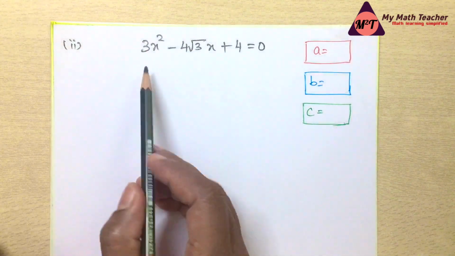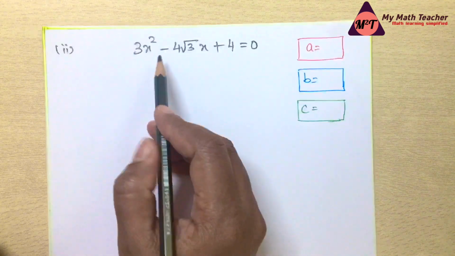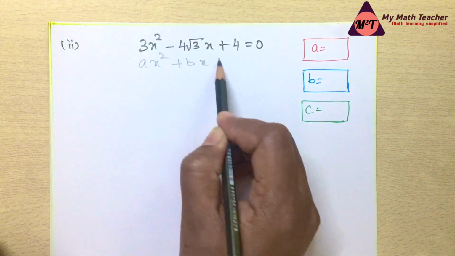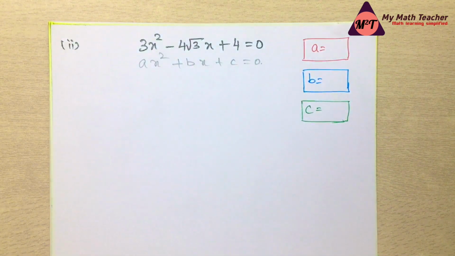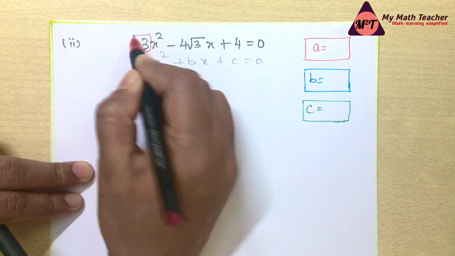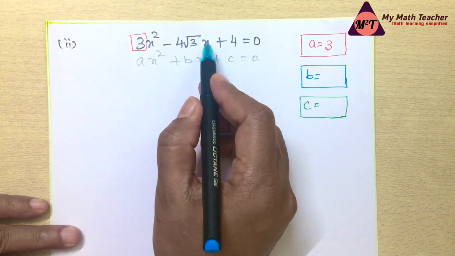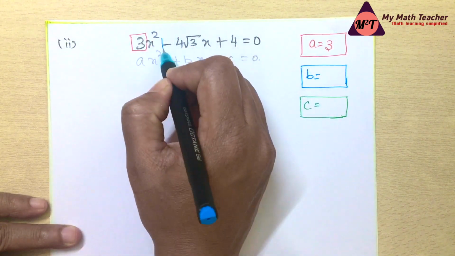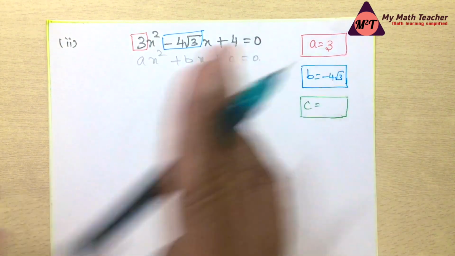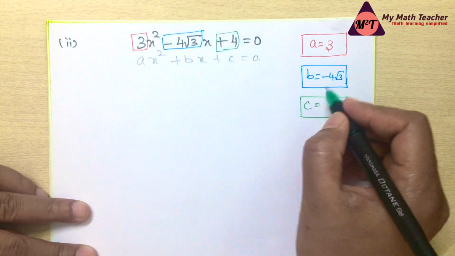Second subdivision, 3x square minus 4 root 3x plus 4 is equal to 0. Let us compare this with the general form, ax square plus bx plus c is equal to 0. Now we know that a is the coefficient of x square. In this case it is 3. The next one is b, the coefficient of x, which is minus 4 root 3. Now the last one is c, which is the constant, plus 4.